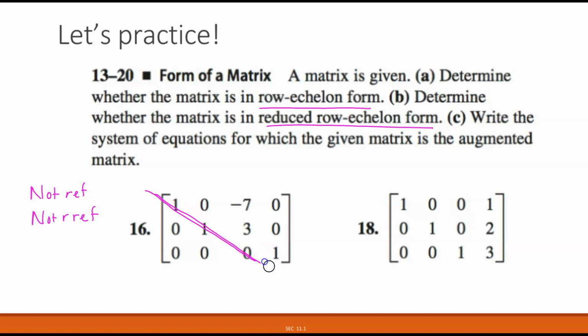Now if we want to write the system for which the given matrix works with, we would just say x minus 7z is equal to 0, y plus 3z is equal to 0. We're just writing each equation. Here we would say 0 equals 1. Does 0 equal 1? Does not. So this would have no solution.